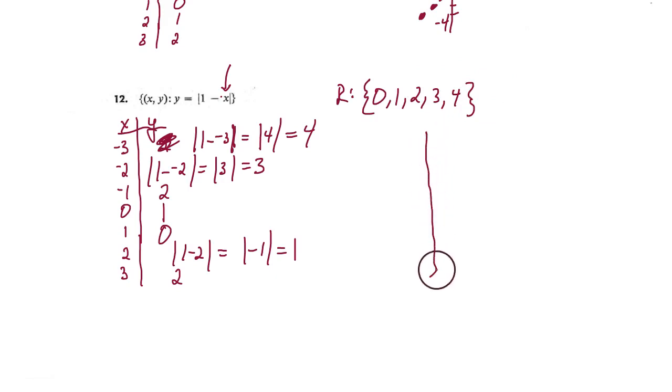Now the graph. Negative 3, comma 4, negative 2, comma 3, negative 1, comma 2, 0, comma 1, 1, comma 0, and then it started to go back up.